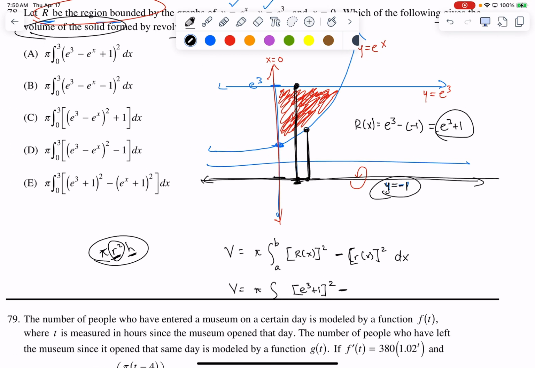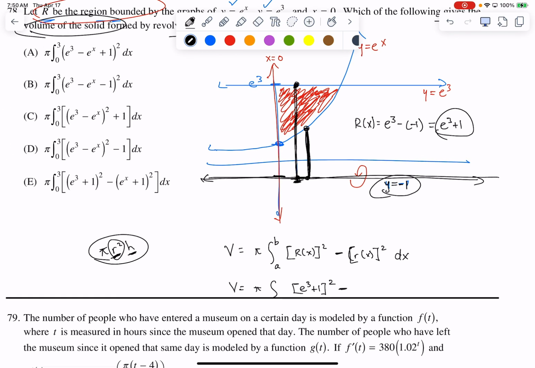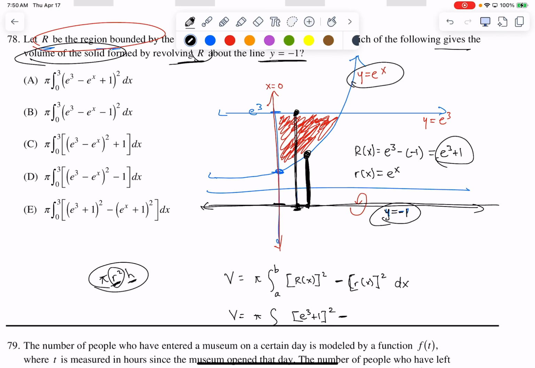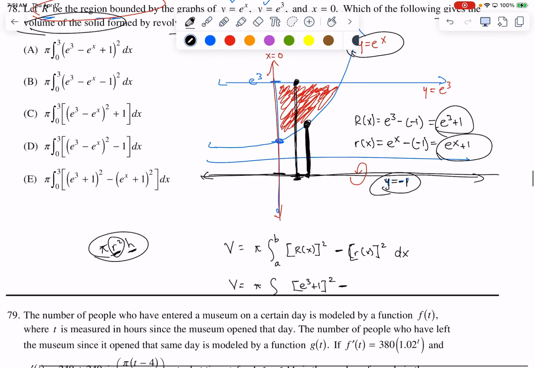Minus the inner radius. Let's do the inner radius, little r of x. What's the top function? E to the x. The J curve. Minus the bottom function, which is what again? So you get e to the x plus 1 for that part. So there's my little radius. That ends up being e to the x plus 1 squared dx.